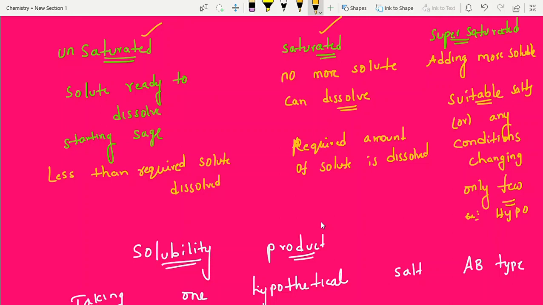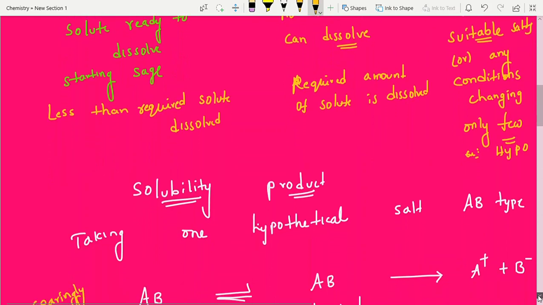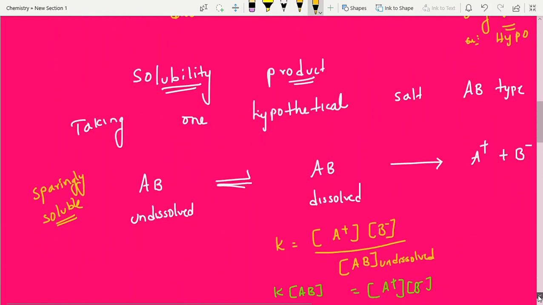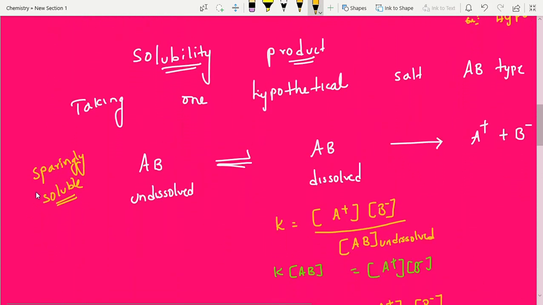Okay, this is about saturated, unsaturated, supersaturated. These 3 points also play an important role for the concept. Next one, solubility product. Yes, this is our next main important topic, solubility product. Okay, students, now I am talking about a sparingly soluble salt. One hypothetical salt I have taken, that is AB type, you can take it.